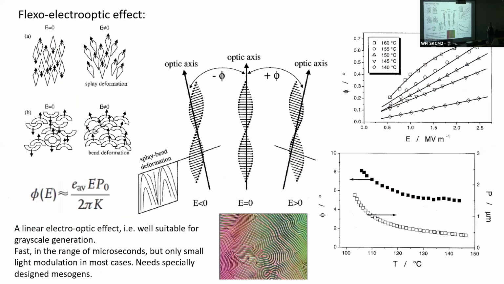Okay, there are other things. This is not a chirality related effect, but it's only observed for cholesterics, really, and it can only be used in cholesterics to a certain extent. So that's the flexoelectro-optic effect. Flexoelectricity is basically you apply a deformation and you get a polarization, or the other way around, you orient your polarization, which causes a deformation of your sample.